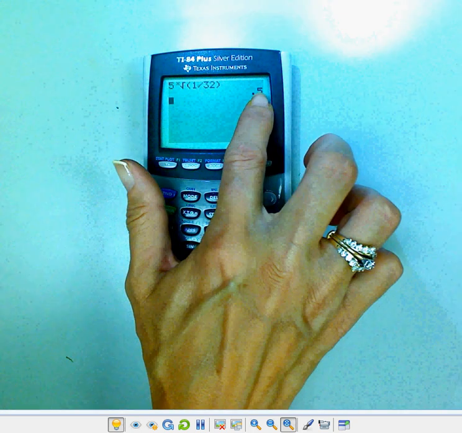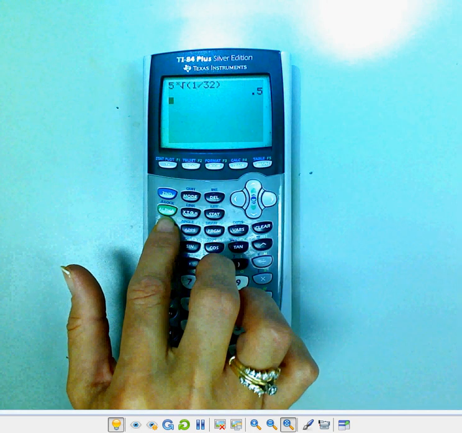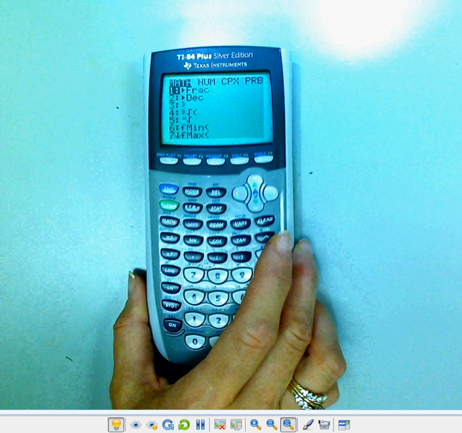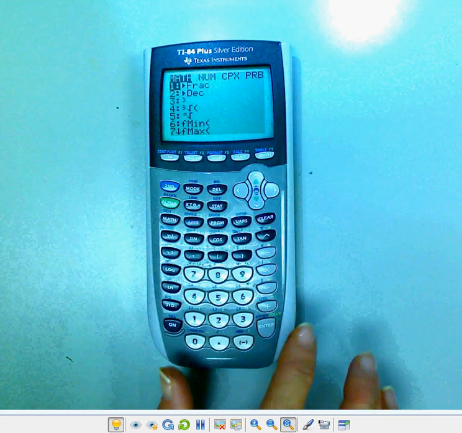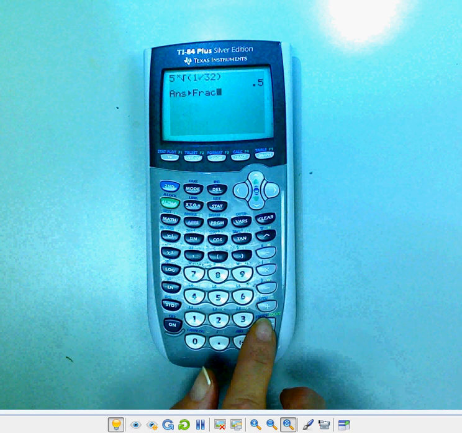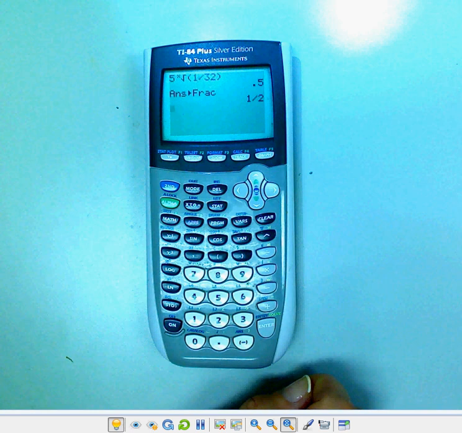You can always go from decimals to fractions and fractions to decimals by using the conversion. So again, I just went back into math. I want to know what is 0.5 as a fraction. So I'm going to hit enter, and it will convert that decimal to a fraction for me. Okay, so another nice feature on the graphing calculator.